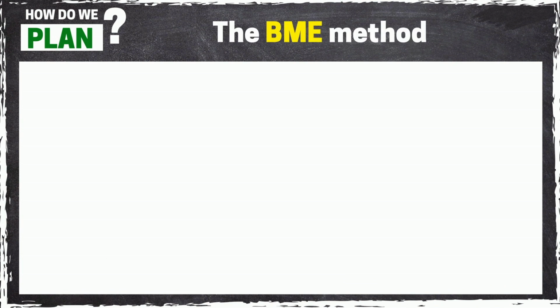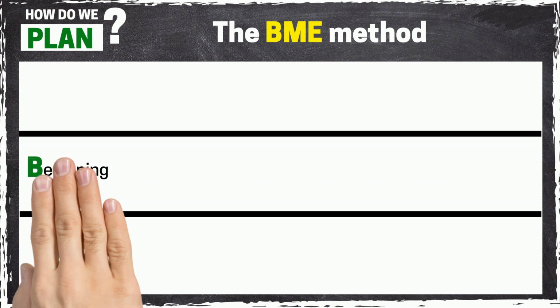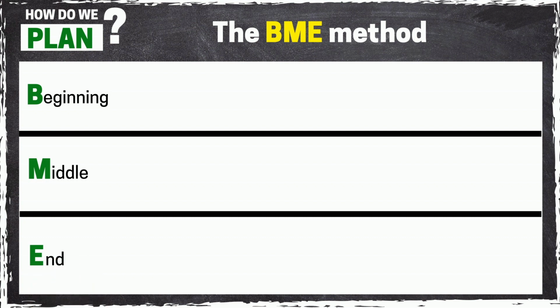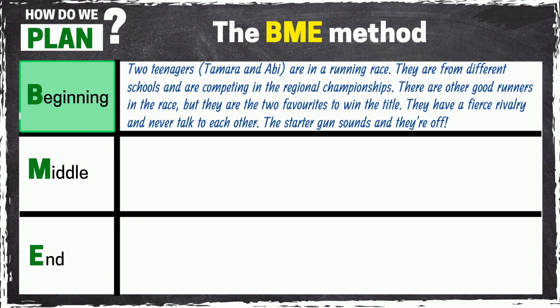The BME story plan is probably the simplest to use. Divide your paper into 3 sections. Beginning, middle, and end. Start by thinking about what happens in the beginning of your story. 2 teenagers, Tamara and Abby, are in a running race. They are from different schools and are competing in the regional championships. There are other good runners in the race, but they are the 2 favourites to win the title. They have a fierce rivalry and never talk to each other. The starter gun sounds, and they're off.